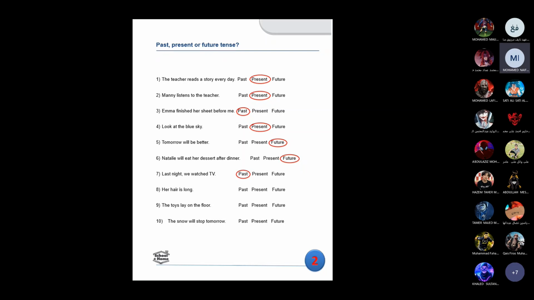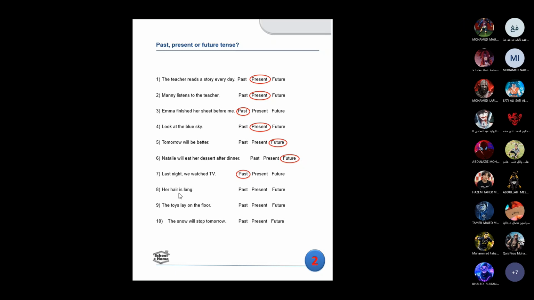Again, speak up. What is the verb? I'm asking you about the verb in the sentence. First of all, tell me about the verb. Here, it's not a verb. Long is not a verb. Her is not a verb. Is is the verb of the sentence.